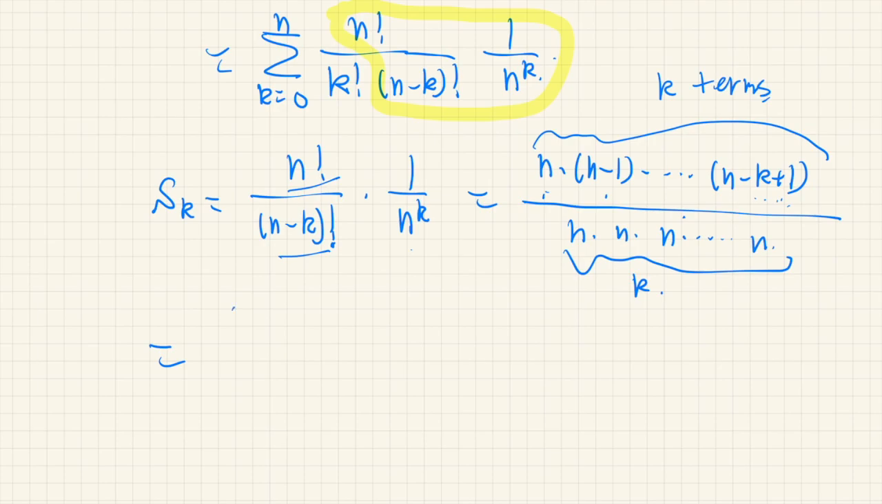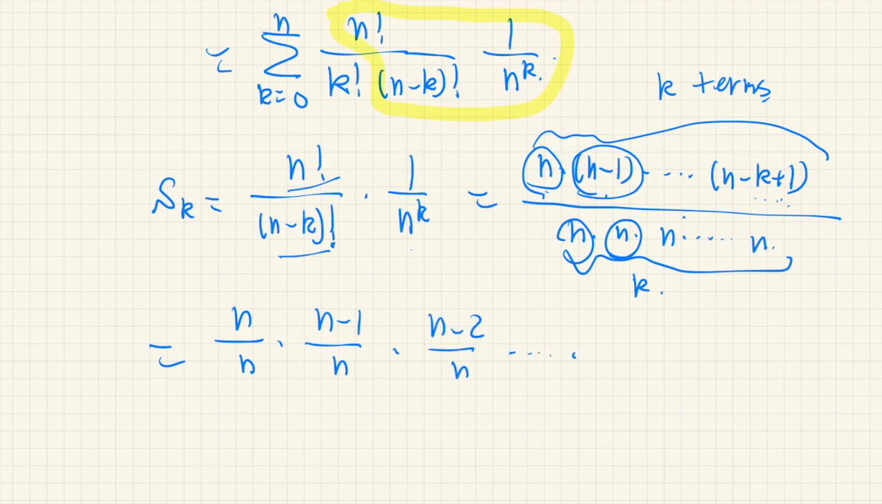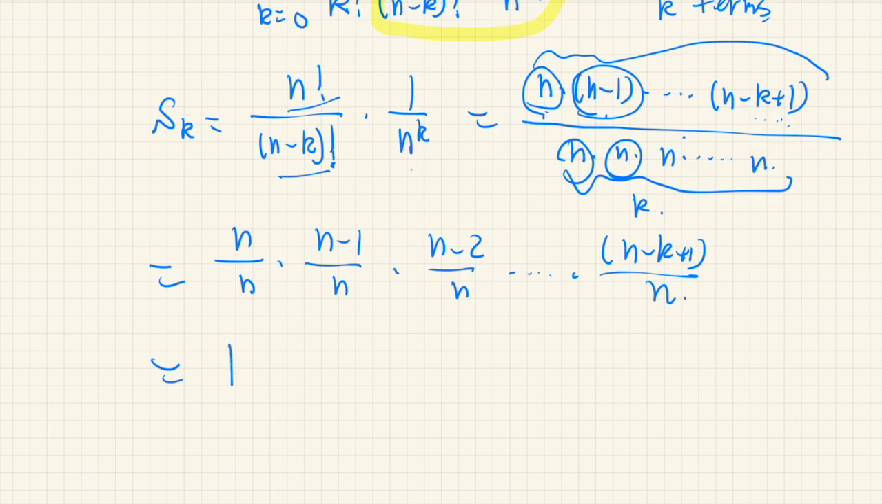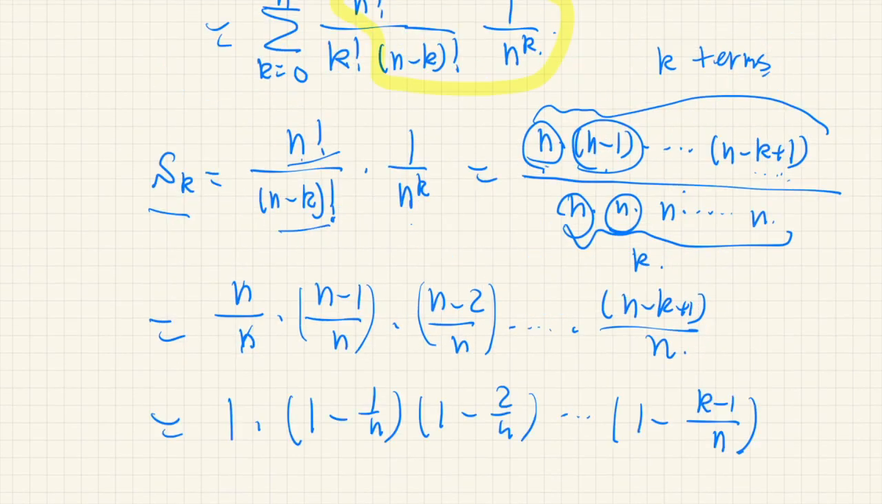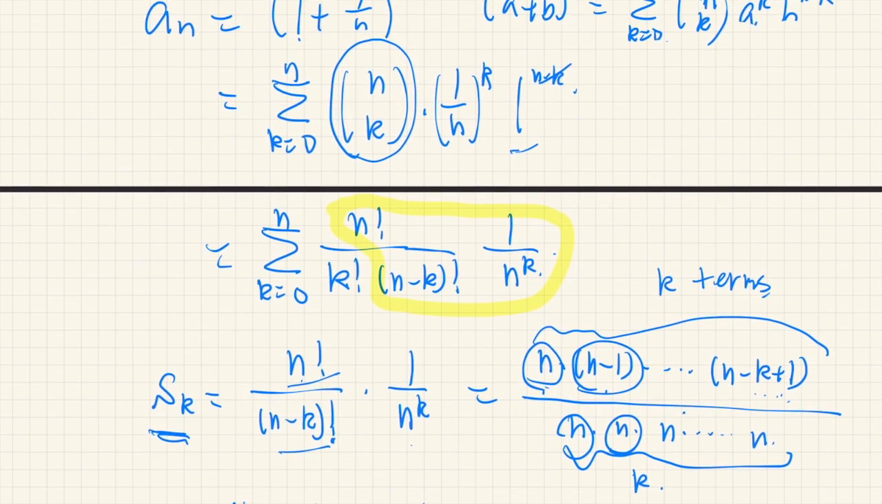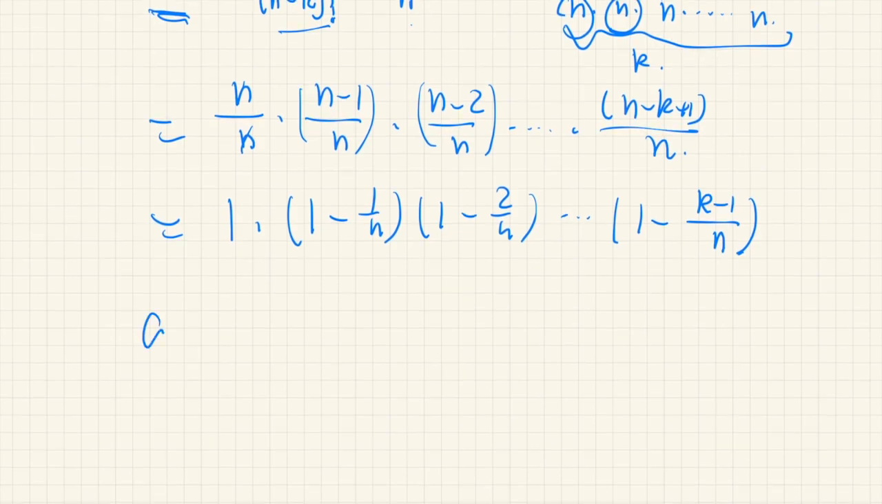So we can write this as n over n, then n minus 1 over n, n minus 2 over n, and so on, up to n minus k plus 1 over n. So the first one is 1, and this one becomes 1 minus 1 over n, and this one becomes 1 minus 2 over n, and so on, and we have 1 minus (k minus 1) over n. So by using this s_k, a_n can be written as the sum over k from 0 to n of s_k over k factorial.